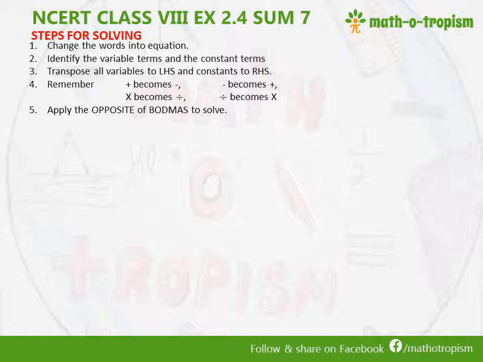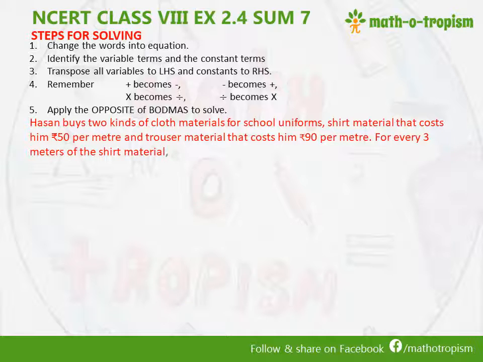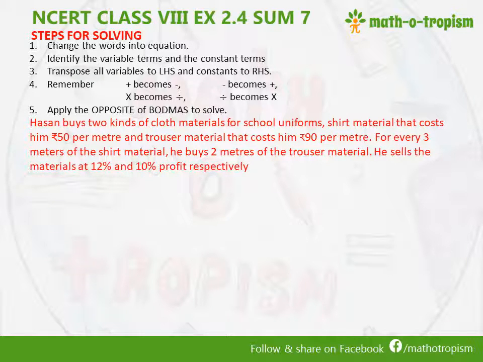So first step, changing the words into equations. So we have Hasan buys two kinds of cloth materials for school uniforms, shirt that costs rupees 50 per meter and trouser which costs him rupees 90 per meter. And for every 3 meters of shirt material, he buys 2 meters of trouser material. He sells the material at 12% and 10% profit, and his total sale is 36,600. So how much trouser material did he buy?